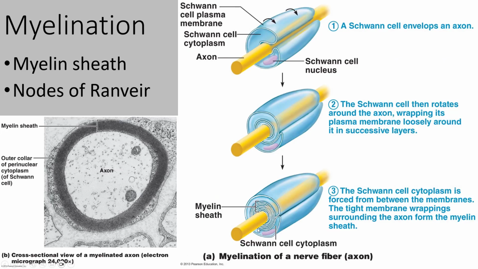So here's that cell wrapping the axon. Here is one node of Ranvier. Here is another node of Ranvier. There would be another Schwann cell down here.